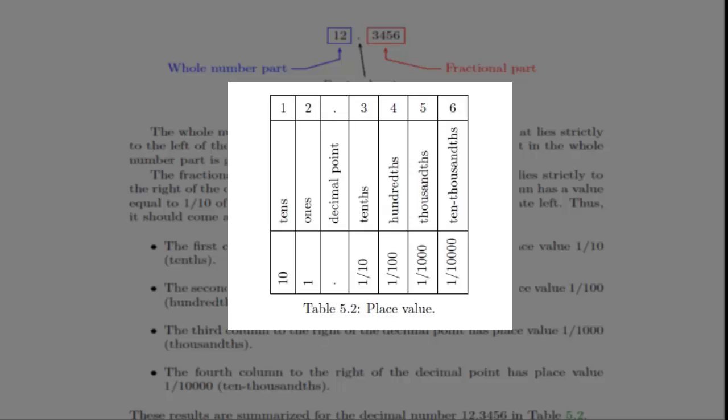Each column has a value equal to 1/10 of the value of the column that lies to its immediate left. Thus it should come as no surprise that the first column to the right of the decimal point has place value 1/10, the second column to the right of the decimal point has place value 1/100ths, the third column to the right of the decimal point has place value 1/1000ths, and the fourth column to the right of the decimal point has place value 1/10,000ths.